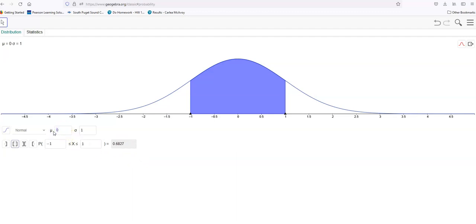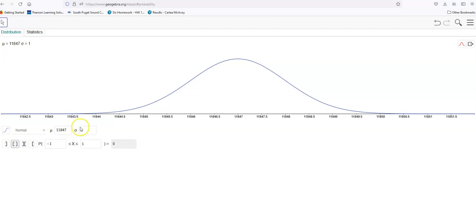Let's say we were talking about the number of steps that people took a day in a study, and the average number of steps was 11,847, and the standard deviation was 2,589. And we want to know, what's the 80% of the people in the middle? Well, if I click on this, I'm not able to do that and get this to change.